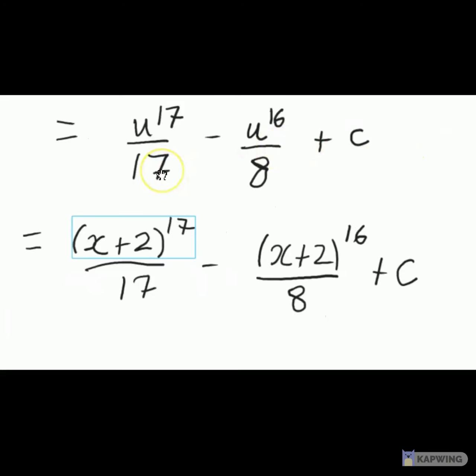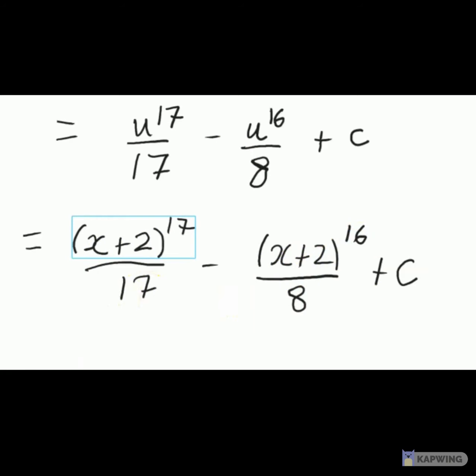So we have integrated and we end up with our expression in terms of u. Now remember, u was a dummy variable, so whenever you see u, you have to replace it with x plus 2. So (x plus 2) raised to the power 17 on 17 minus (x plus 2) raised to the power 16 on 8 plus c. And this represents your final answer.